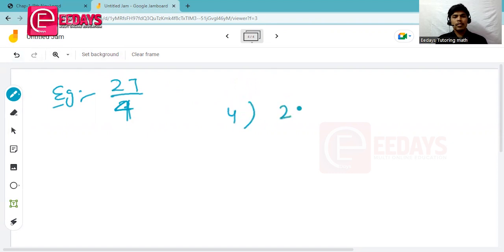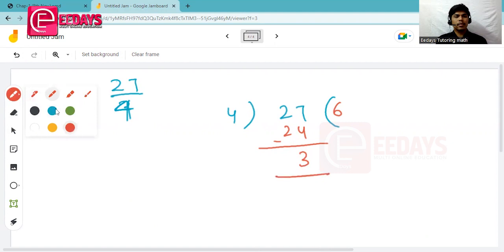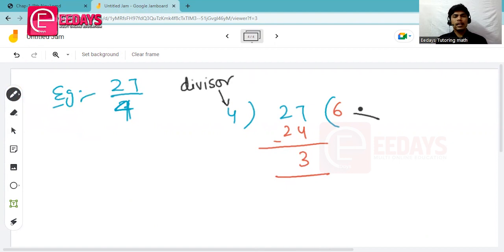427 here. Which number should we multiply? 4 times 7 would be 28, which is higher. So if we take 4 times 6, it is 24. If we do the subtraction, we get 3 as the remainder. Let's identify what these things are. This we call the divisor, this one is the quotient, and after solving this, we get the remainder, right?